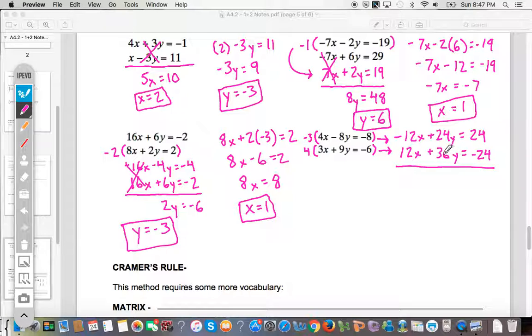So now I can eliminate. Negative 12x plus 12x cancels or eliminates. 24y plus 36y equals 60y. And 24 minus 24 is 0. So, divide by 60 on both sides, I get y equals 0.